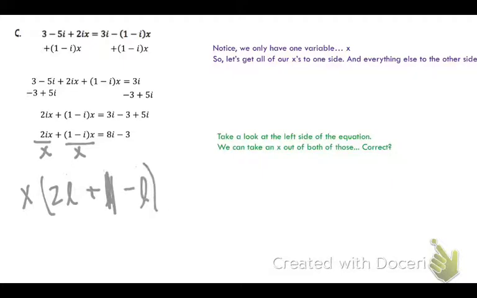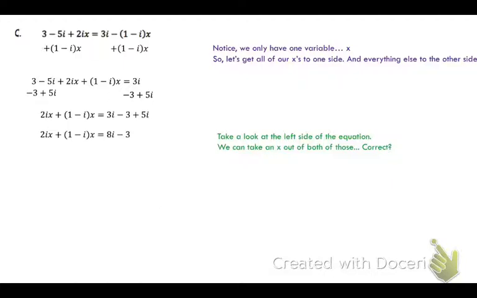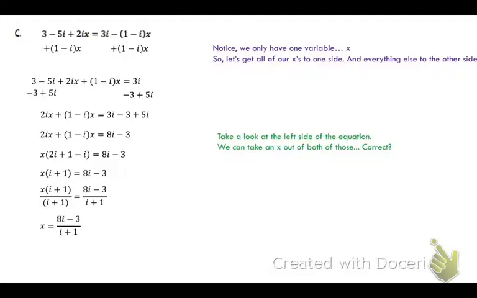Okay, so that's where that came from, because I could just factor out that x. This drawing is going to go away in just a second. So I just factored out that x. Then I need to just combine my i's, so I get x times 1 plus i equals 8i minus 3. To get the x by itself, I divide by i plus 1. So you get x equals 8i minus 3 over i plus 1.